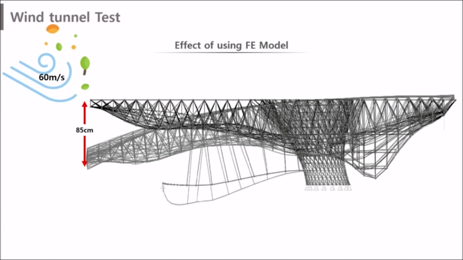As a result of the wind tunnel test, if a typhoon occurs, the roof of the cantilever in the front may shake about 85 centimeters. This is very small at 1% of the total span. To prevent this, the end support system was used for the front part of the roof.